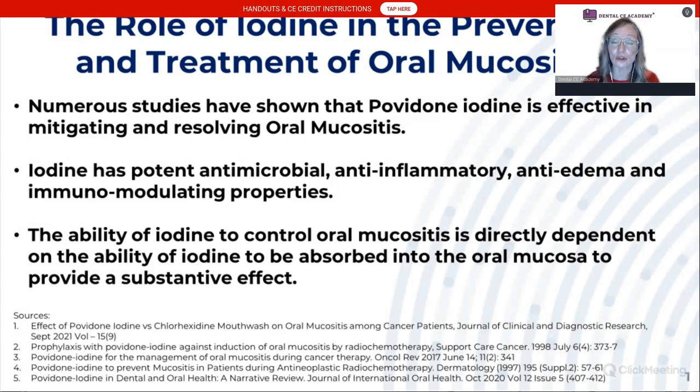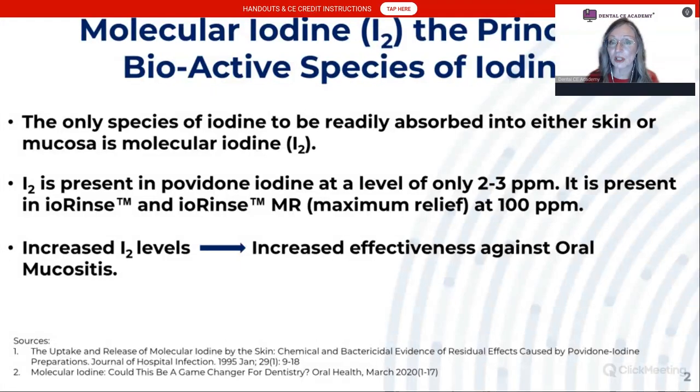The ability of iodine to control oral mucositis is directly dependent on the ability of iodine to be absorbed in the oral mucosa to provide a substantive effect. So substantive effect is important. Molecular iodine, I2, is the principal bioactive species of iodine. It is the only species of iodine to be readily absorbed into the skin or the mucosa. I2 is present in povidone iodine at a level of only 2 to 3 parts per million.